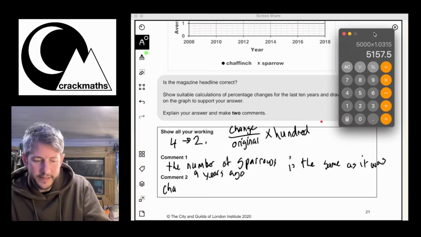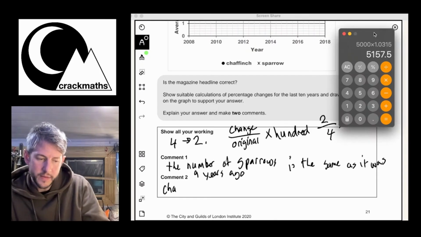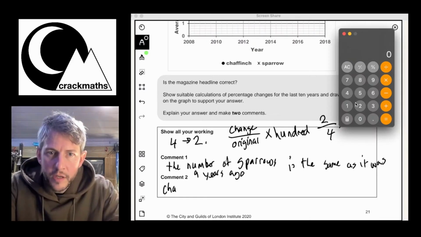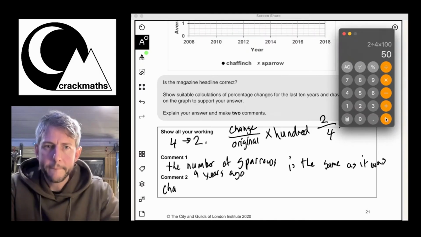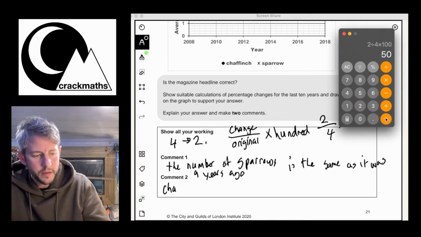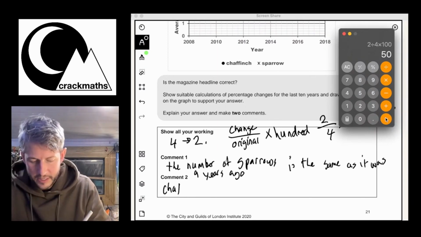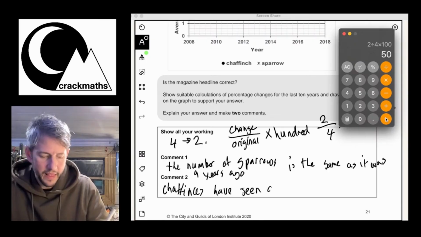So it decreased by 2, and that was out of 4. And so we times that by 100. 2 divided by 4 times 100 will give us the percentage change. And that's 50. Chaffinches have seen a 50% decrease.